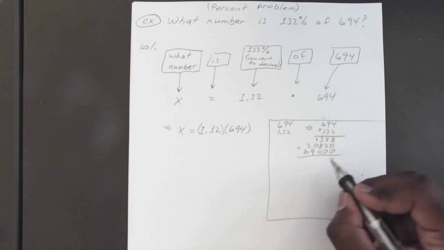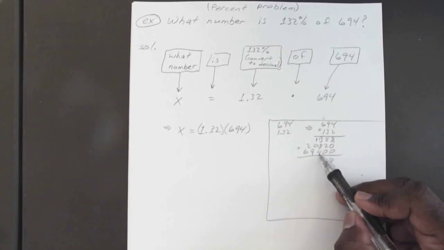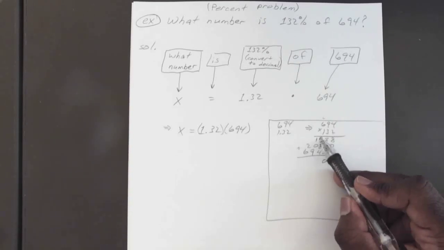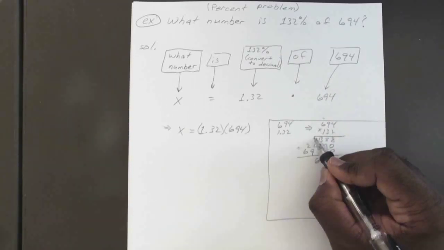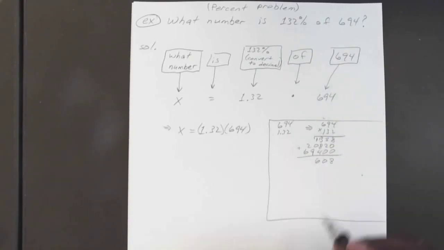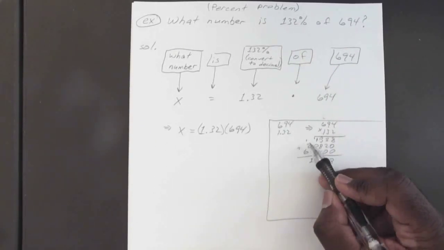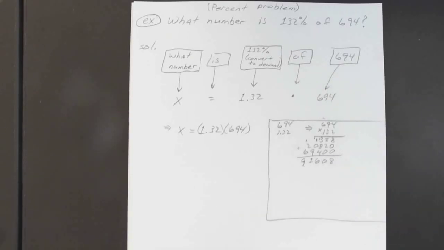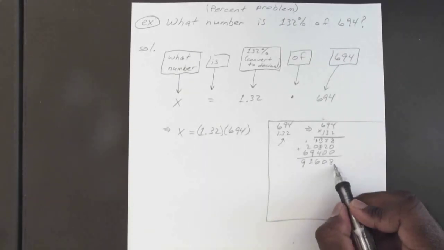We have 8. 8 plus 2 is 10. 8 plus 4 is 12, plus 3 is 15, plus 1 is 16. 9 plus 1 is 10, plus 1 is 11. 6 plus 2 is 8, plus 1 is 9. Okay, so we have 91,608. But remember, you have 2 total decimal places, which means you move the decimal here over twice.